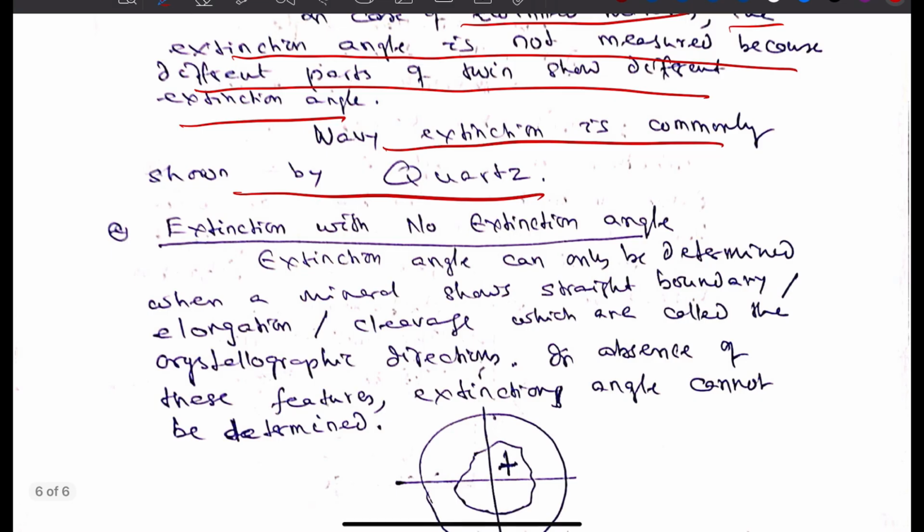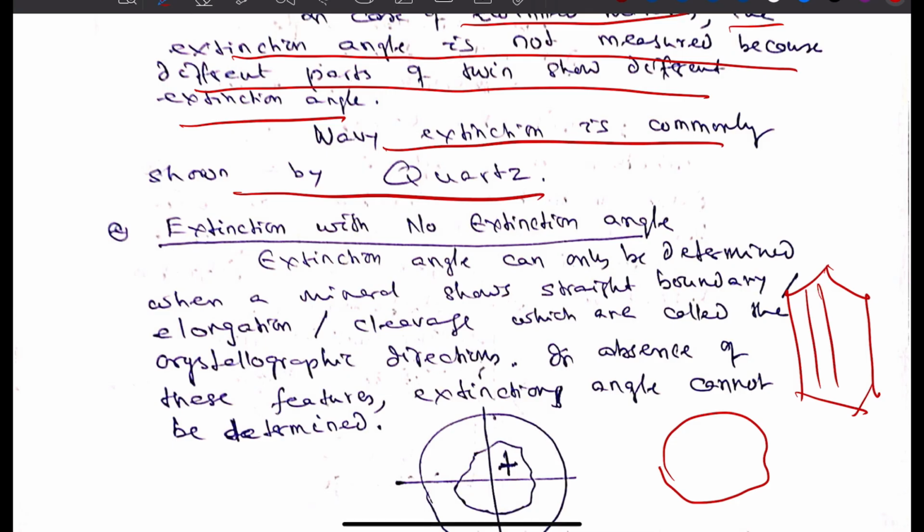Extinction with no extinction angle. When the mineral presents no straight boundary, no direction of elongation, no cleavage, in that case the mineral will show extinction, no doubt. The mineral will become dark 4 times as you rotate the stage of the microscope, because every mineral section has 2 directions of vibration and they will match with the polar direction 4 times. But we cannot describe the type of extinction angle in that case.